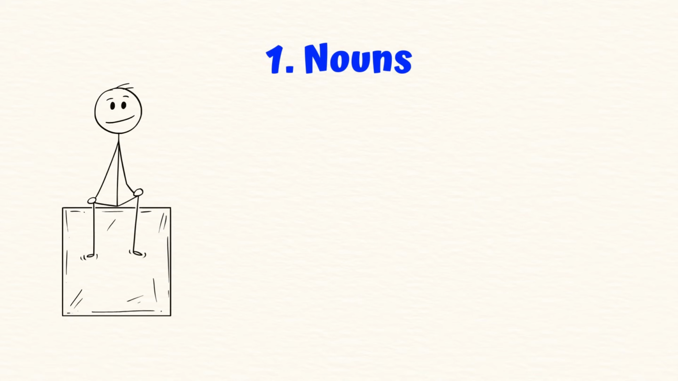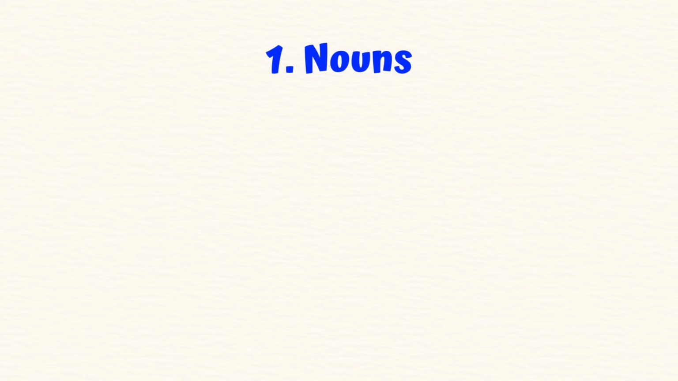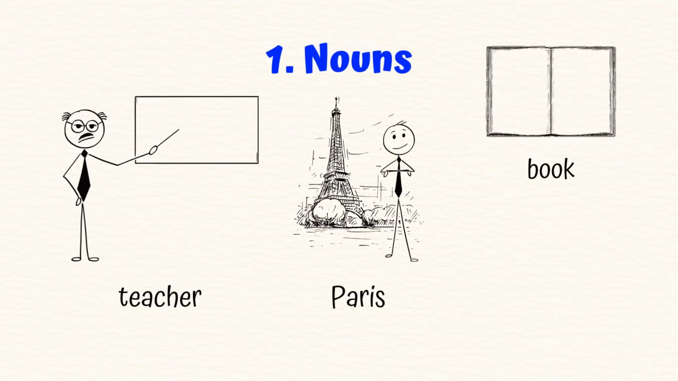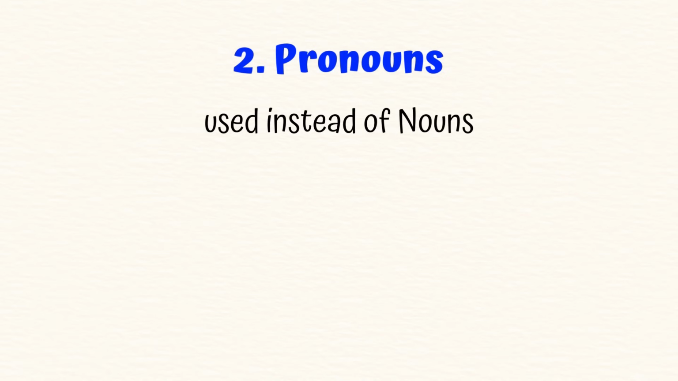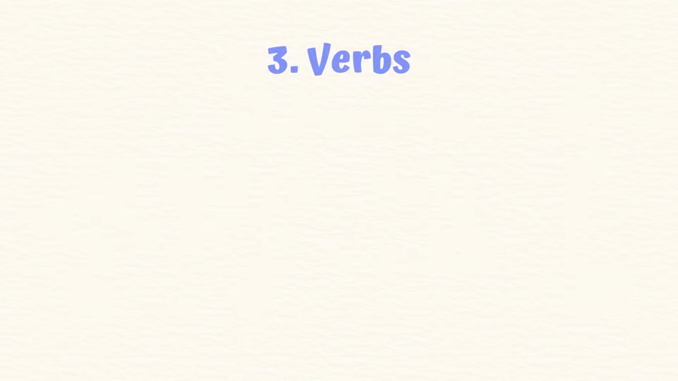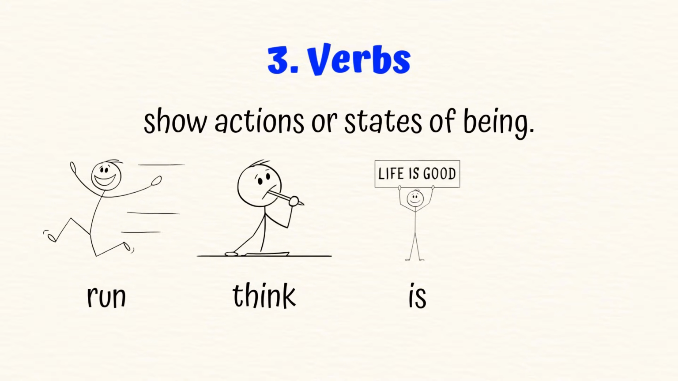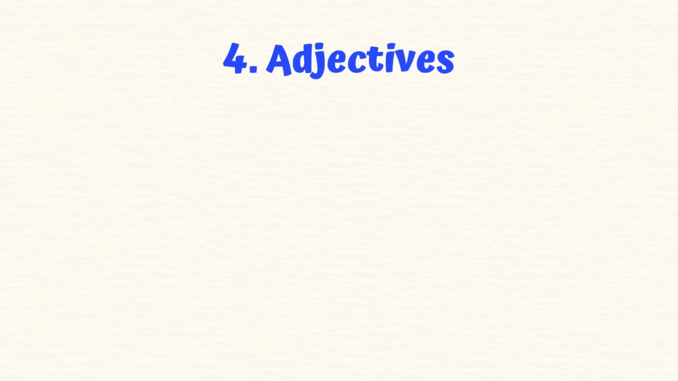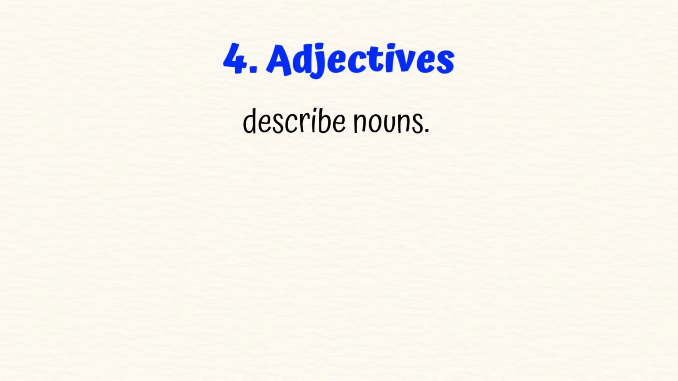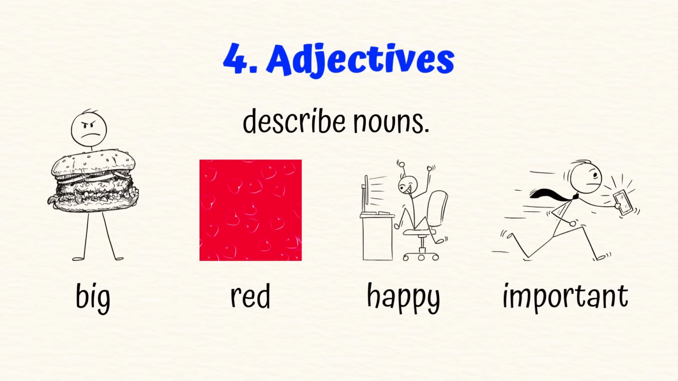Nouns name people, places, things, or ideas. For example, teacher, Paris, book, happiness. Pronouns stand in for nouns: he, we, it, someone. Verbs show actions or states of being: run, think, is, seem. Adjectives describe nouns: big, red, happy, important.